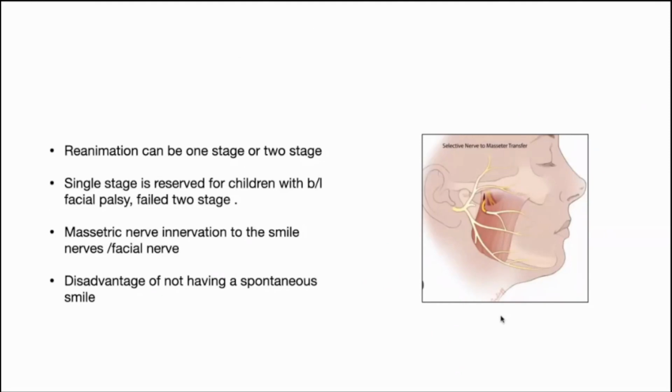Another thing that can be done is a masseteric nerve innervation to the smile nerves or to the facial nerve. The only problem being that it is not a dynamic procedure, and it will not give an emotional, spontaneous smile.